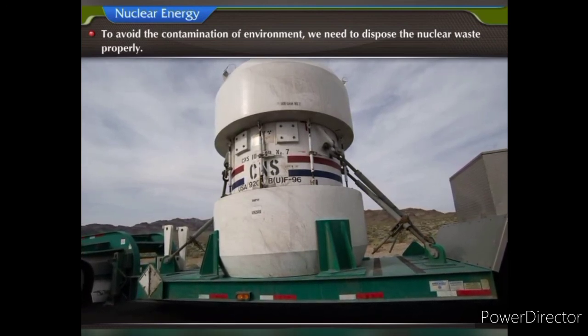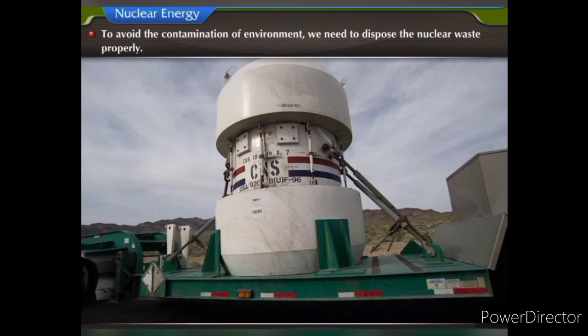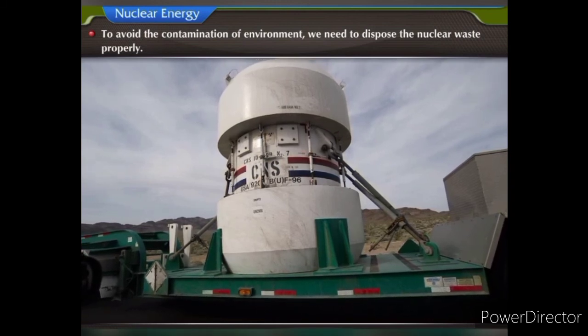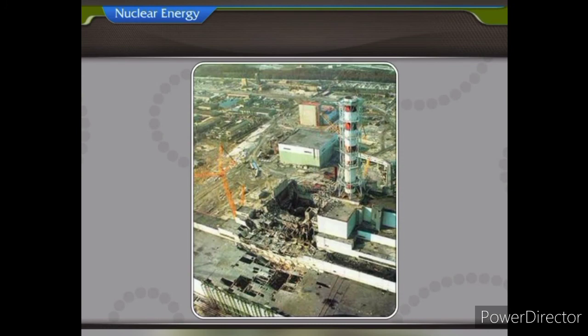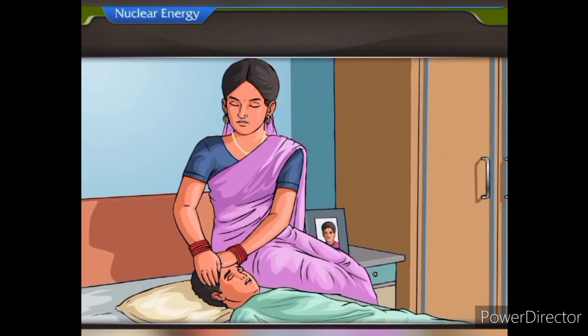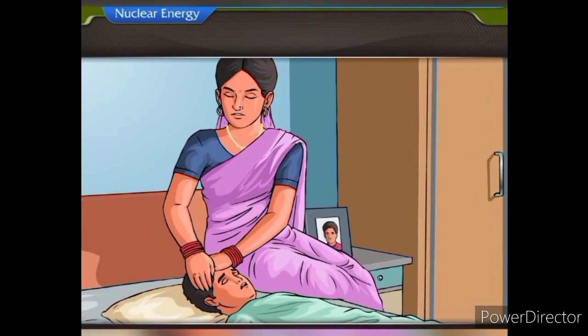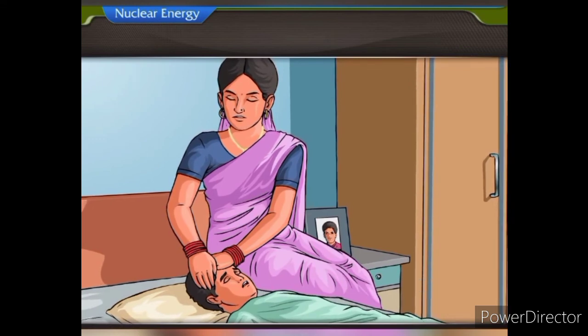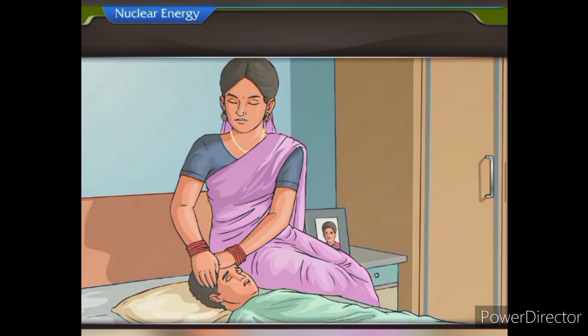Further, there are chances of accidental leakage of nuclear radiations. One of the worst nuclear power plant disasters in history was the Chernobyl disaster in the USSR. The most common and long-term effect of radiations is mutation leading to abnormalities in offspring. Leukemia and breast cancer are the two common types of cancers linked to exposure to radiations.